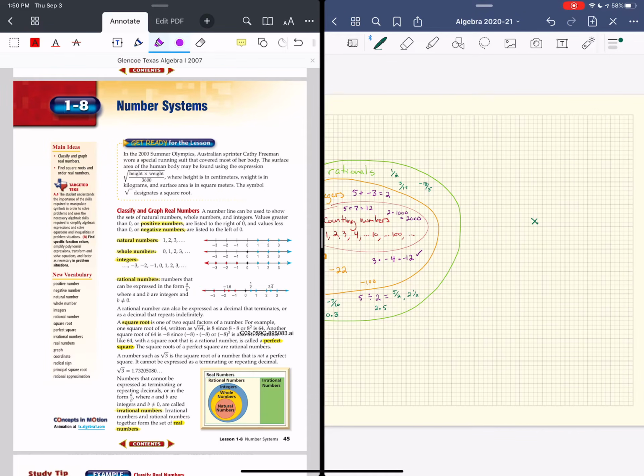Testing, testing. Testing, 1, 2. I think it works. Let's make sure. Let's double check, triple check.